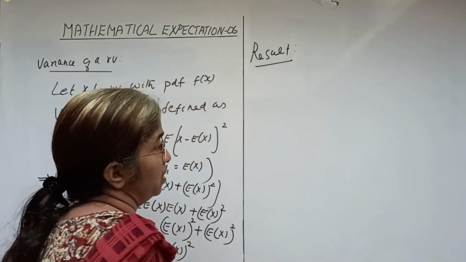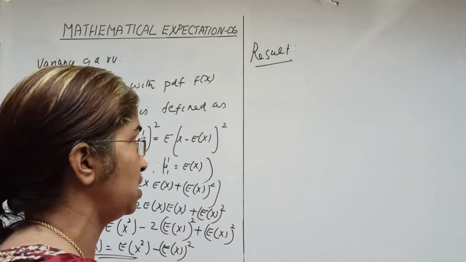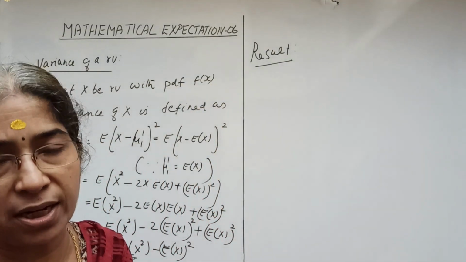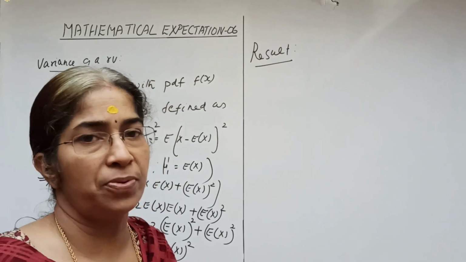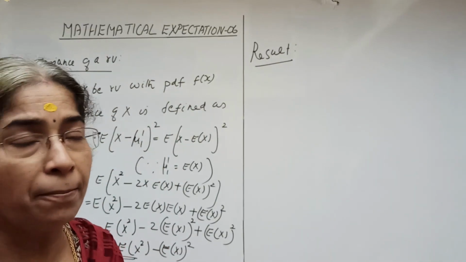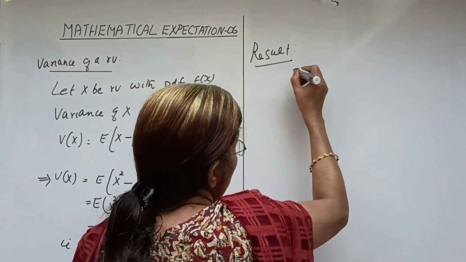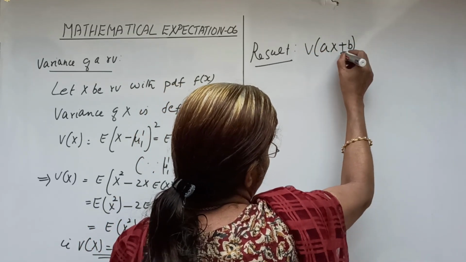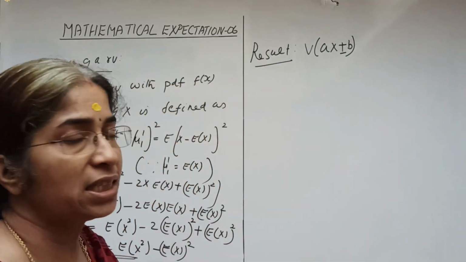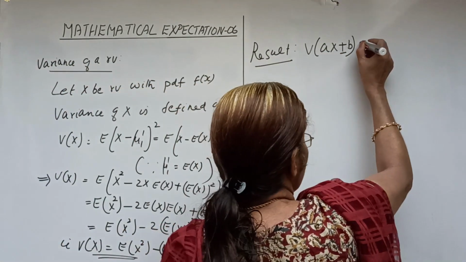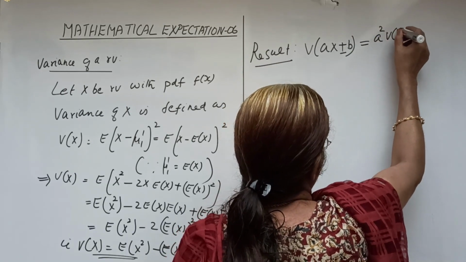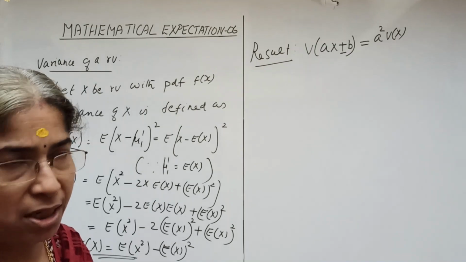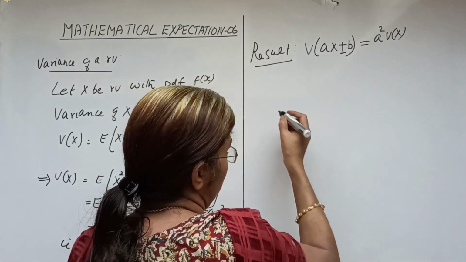Now the next result on variance is a very important result. Variance of X is independent of change of origin but not of scale. That is, variance of aX plus or minus b equals a square variance of X.